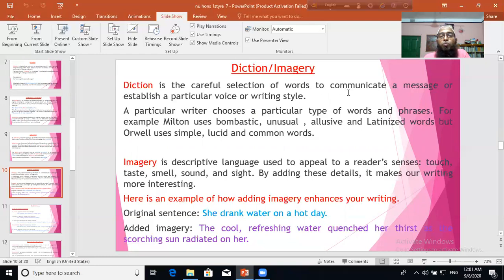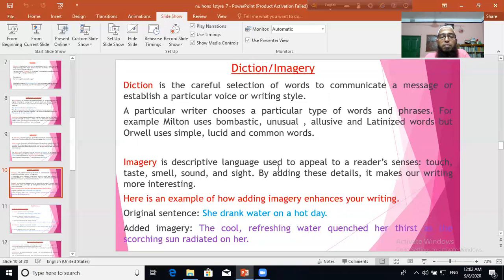Look at the meaning here. Diction is the careful selection of words to communicate a message or establish a particular voice or writing style. A particular writer chooses a particular type of words and phrases. For example, Milton uses bombastic, hyperbolic, unusual, allusive, and Latinized words, but George Orwell, another writer, uses simple, lucid, and common words. So each and every writer has his own diction, I mean choice of words, what type of words he or she will use in his essay or in his poems. It depends on the writer. So diction means choice of words.